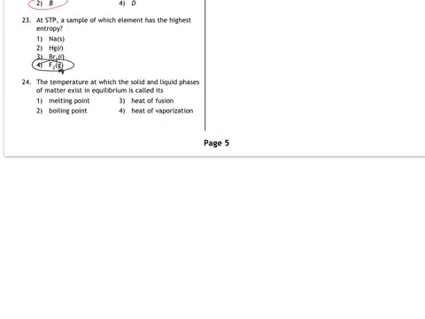Going further for the last question, in number 24, the temperature at which the solid and liquid phases of matter exist in equilibrium is called its melting point. So this is a type of phase equilibrium. The other one would be at the boiling point, where you have an equilibrium between liquid and gas. But at least between solid and liquid, that's the melting point.